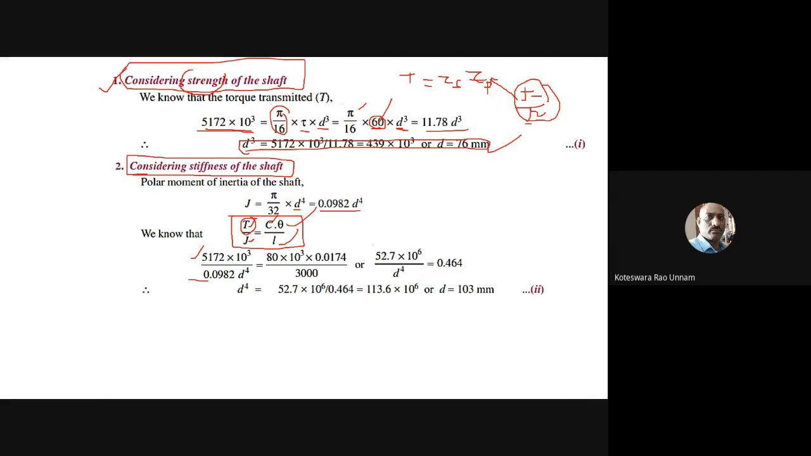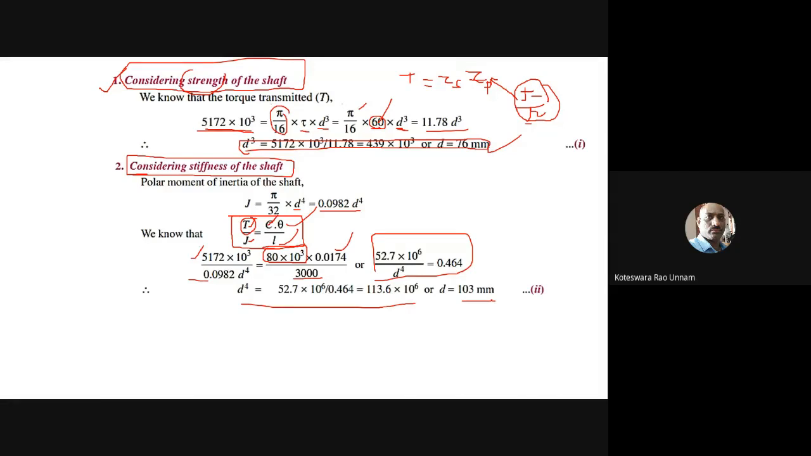It should be equal to C, and C is nothing but 80 into 10 cube, which we already saw. Theta is given as 1 degree, but you need to convert that into radians. By multiplying by pi by 180, I got 0.0174, divided by L. L is 3000, already given. If you simplify this equation, from this you can calculate the diameter D as 103 mm.